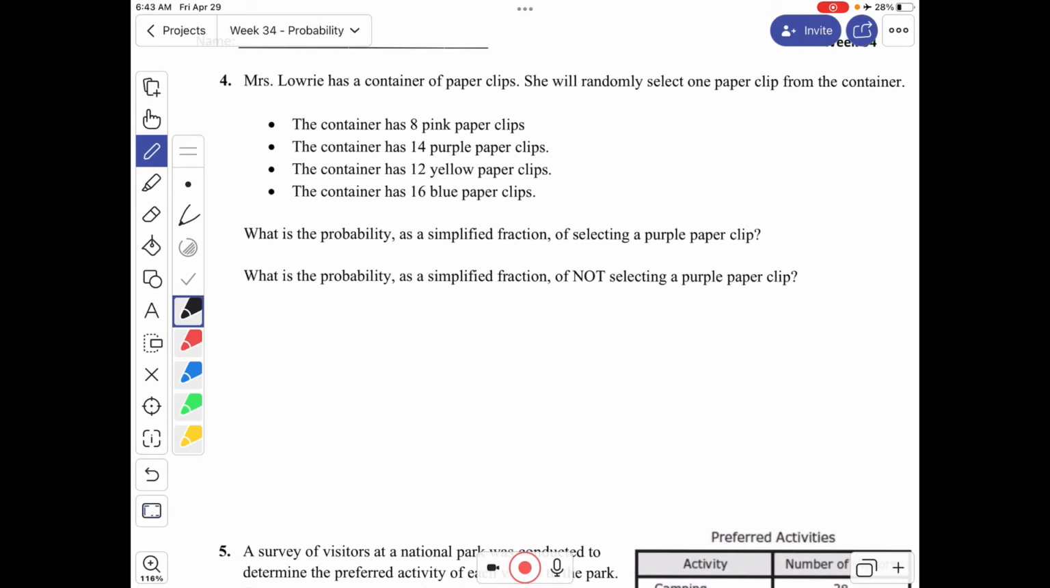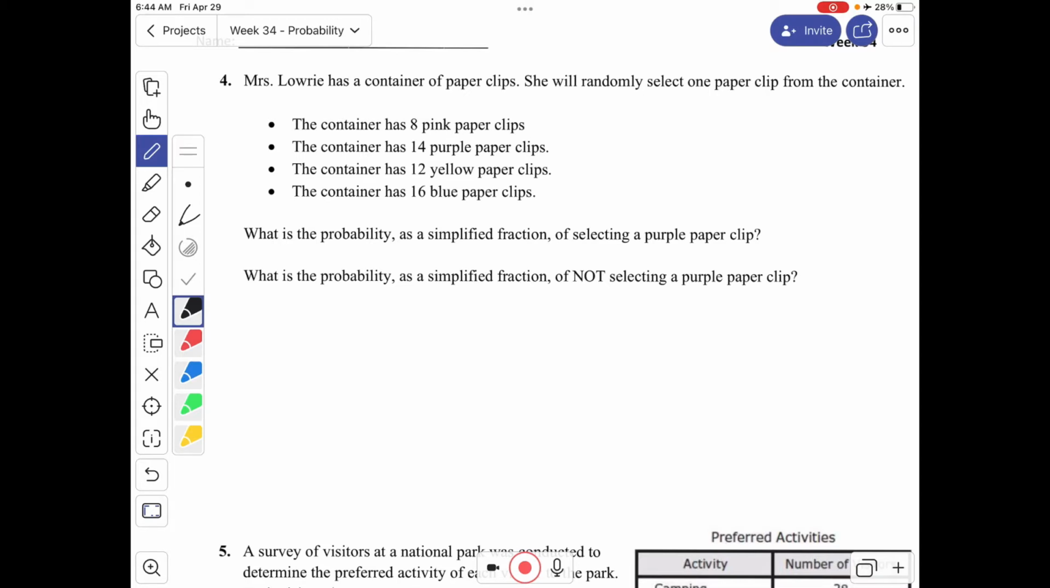Number 4, Mrs. Lowry has a container of paper clips. She will randomly select one paper clip from the container. The container has 8 pink paper clips. The container has 14 purple paper clips. The container has 12 yellow paper clips. The container has 16 blue paper clips. What is the probability as a simplified fraction of selecting a purple paper clip?